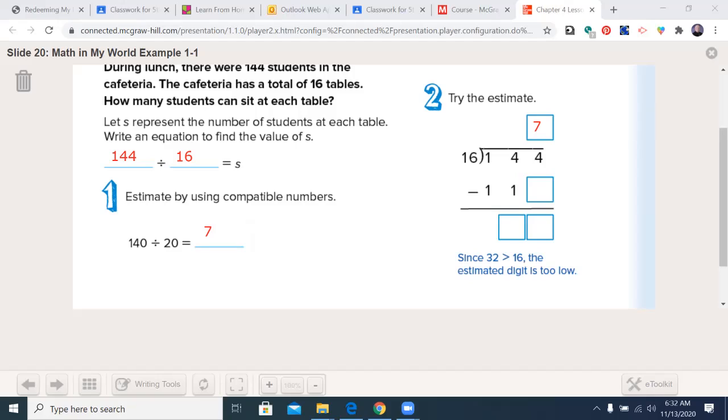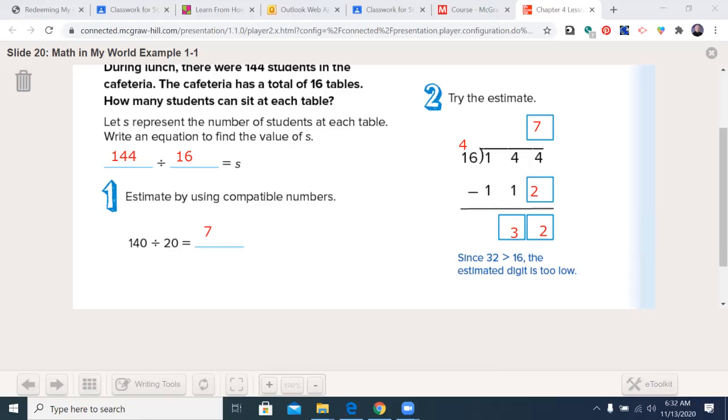7 times 6 is 42. And I put the 4 over here. And they've already filled this in, so we kind of know where this is going to go. 7 times 1 is 7, plus 4 is 11. I subtract. I have a 2, and I have a 3.